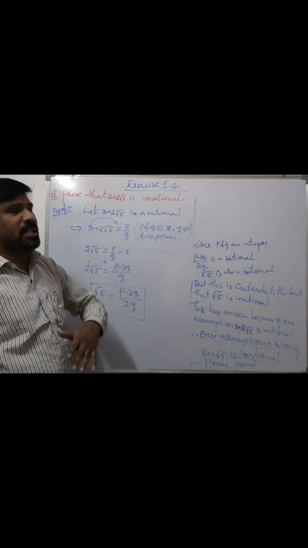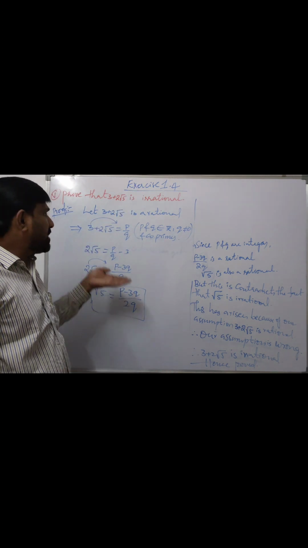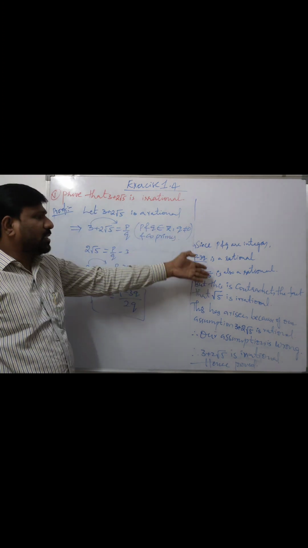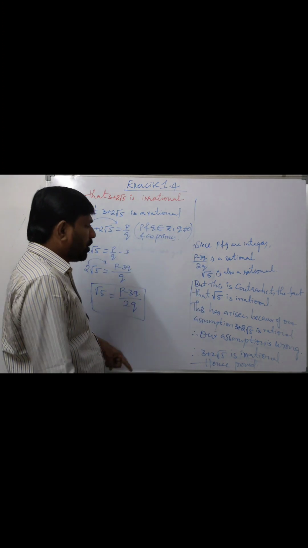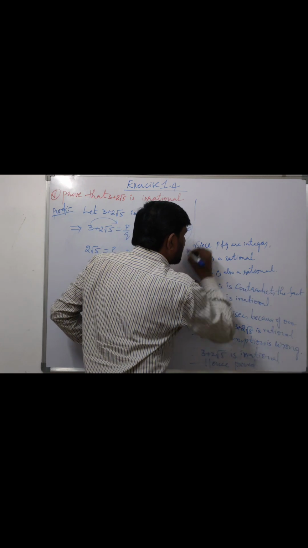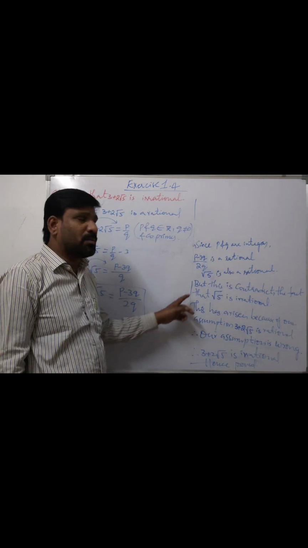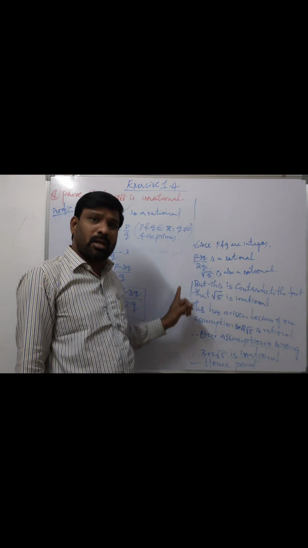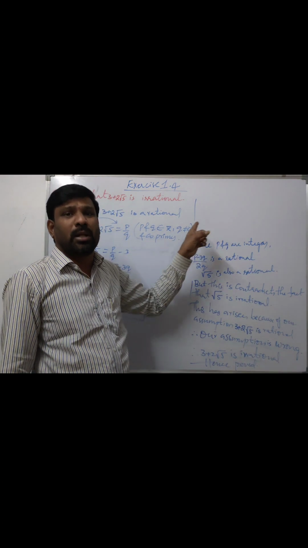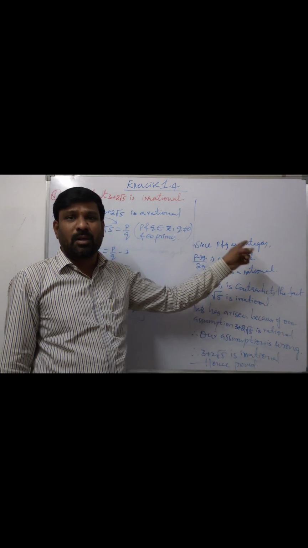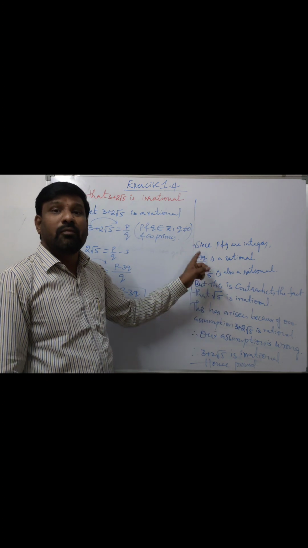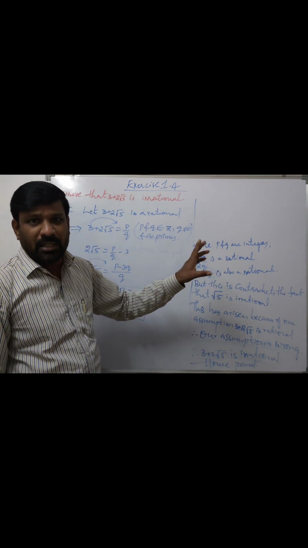Prove that 3 plus 2 root 5 is irrational. It's very simple, simple steps. And these are the parts we have to make. See, for the whole exercise, this part is the same. This part is compulsory for all the problems of exercise 1.4.